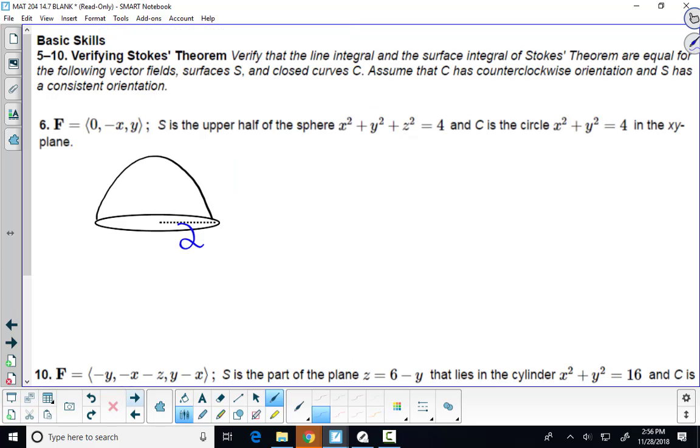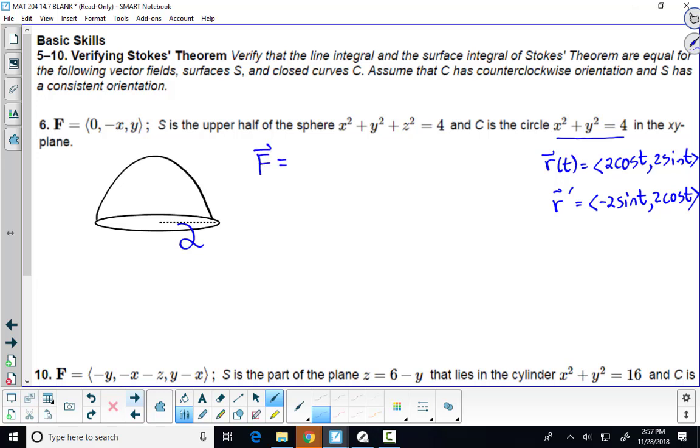So for the line integral part, what is the equation of that circle down in the xy plane? x squared plus y squared equals 4. So there's our circle right there. If we want to parameterize that curve and do a direct circulation integral, the parameterization of this curve is r of t equals 2 cos t, 2 sin t, and t goes 0 to 2 pi. The derivative of this looks like that.